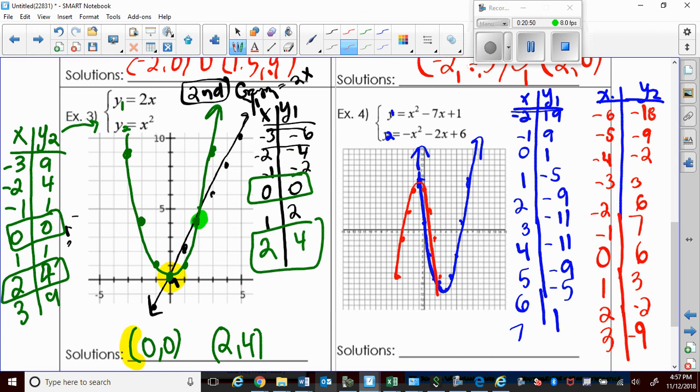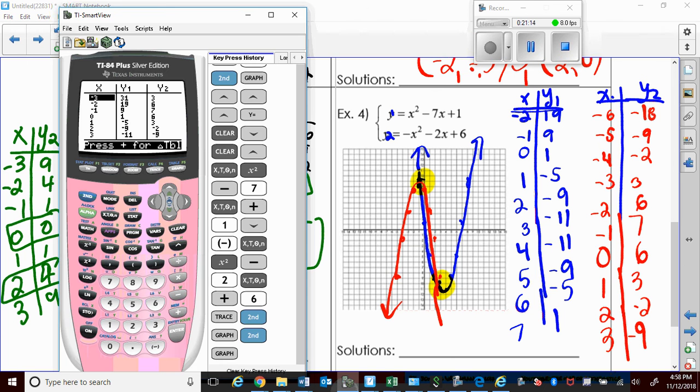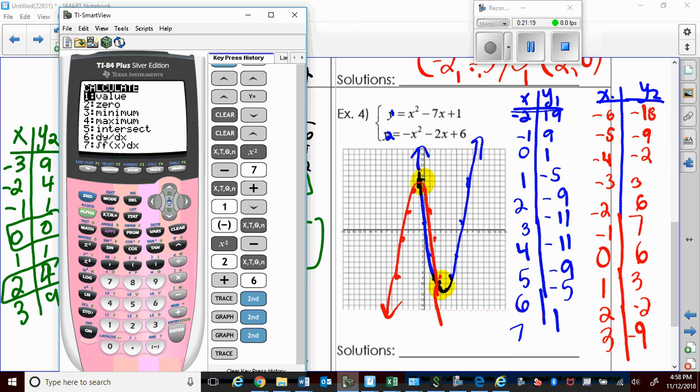So it's a little bit hard to tell where these curves, where these points of intersection are at. But what I'm going to do is highlight the 2 points of intersection. Here's my 2 points of intersection. What I'm going to do to get to these intersections is going to be a little bit different for you probably. So we're going to press second trace, and we're going to get the point of intersection, 5.